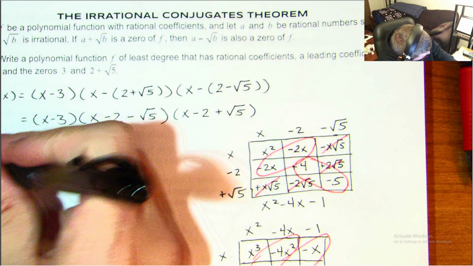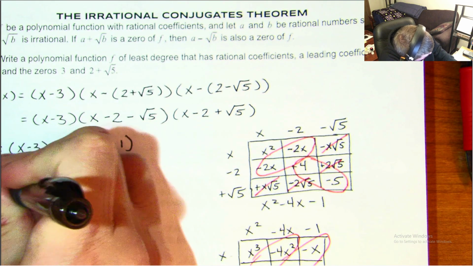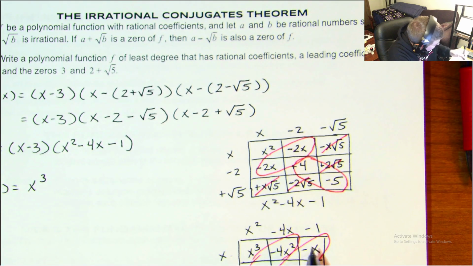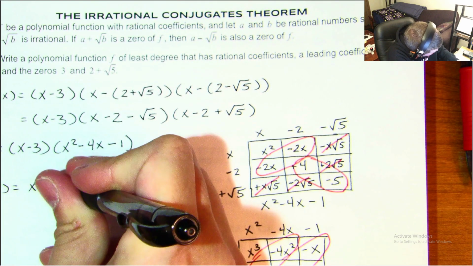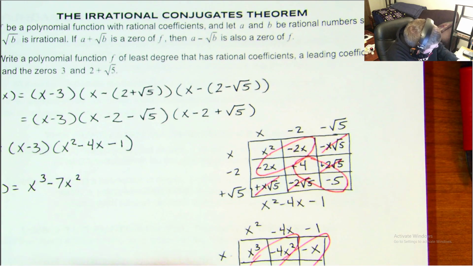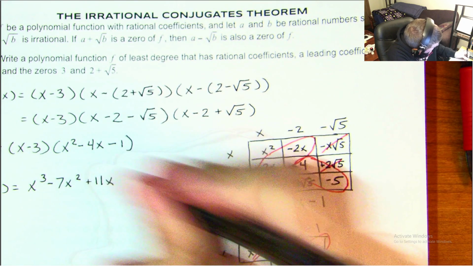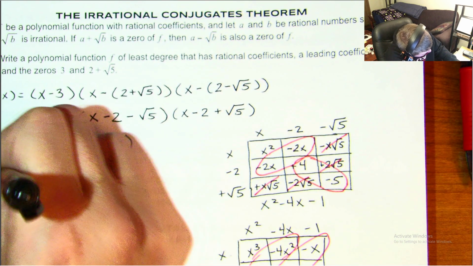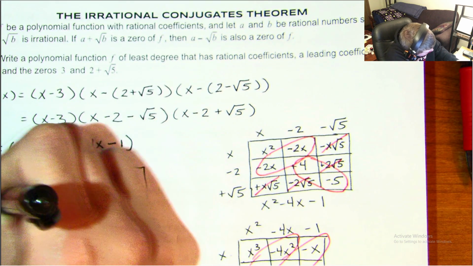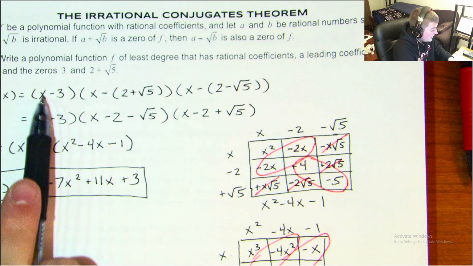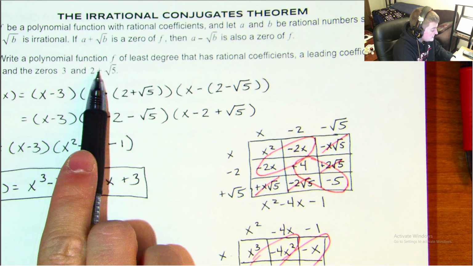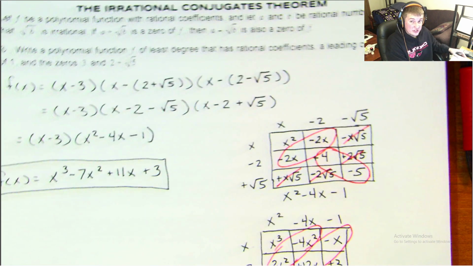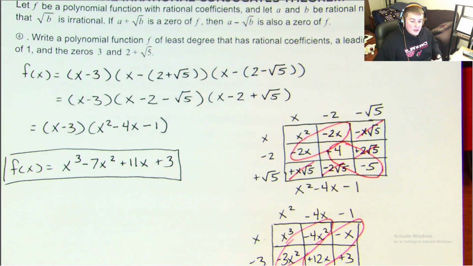All right, so this all is x cubed, negative 7x squared, 11x, and 3. Okay, so this is a function here that has 0, 2 plus the square root of 5, 2 minus the square root of 5 as its answers when it's set equal to 0.